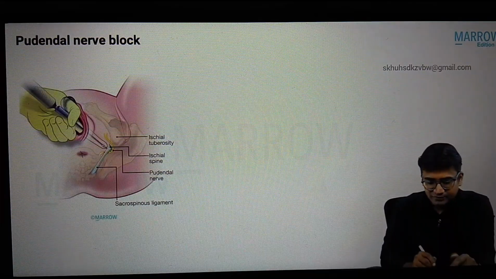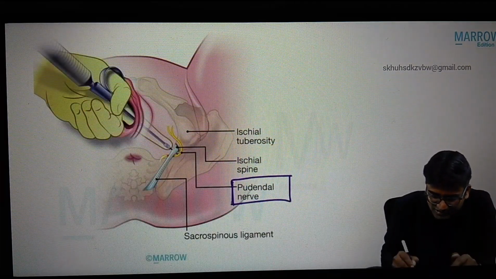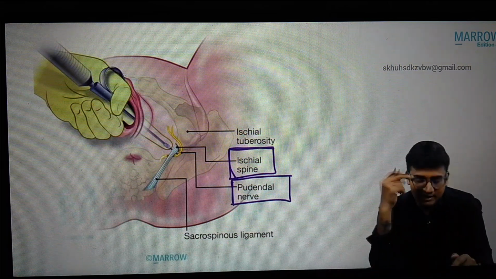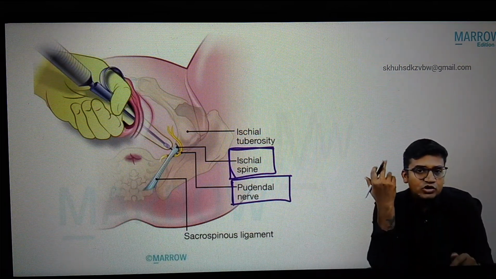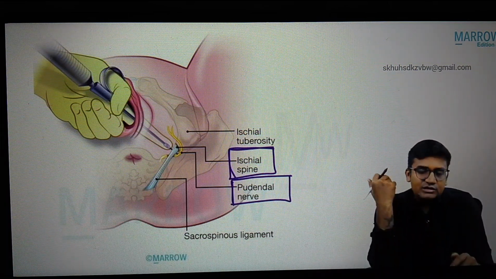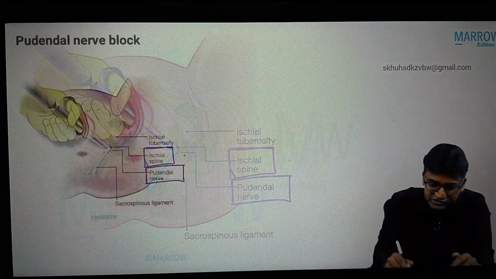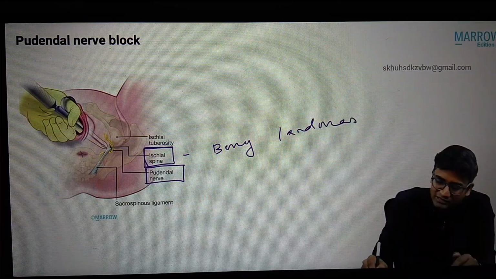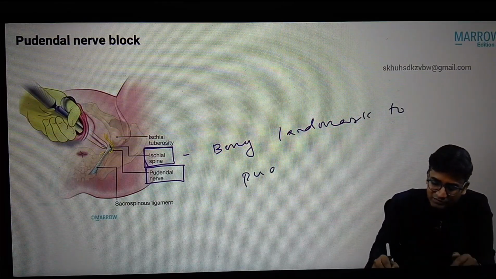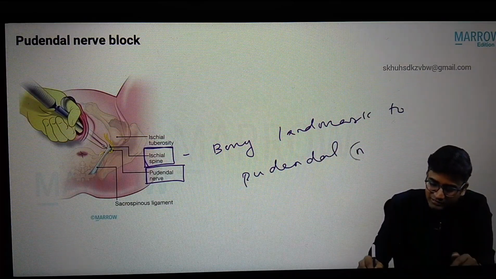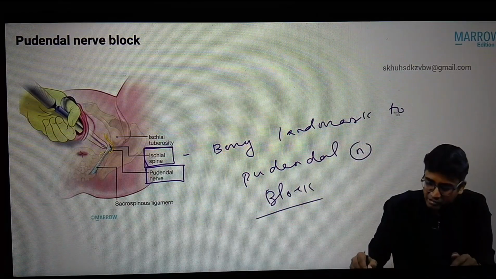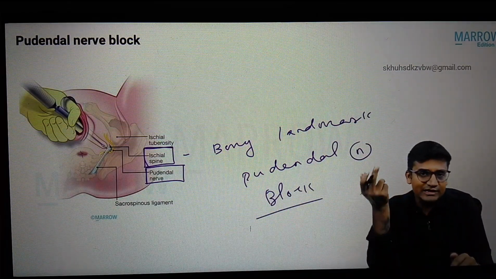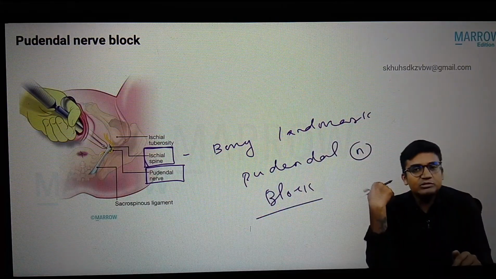Now see the pudendal nerve. Pudendal nerve is resting on the ischial spine, one bony landmark. So if you want to give the pudendal nerve block, what is the bony landmark we are using? Ischial spine. So ischial spine is the bony landmark to give the pudendal nerve block, because pudendal nerve is resting on the ischial spine. I told you already in the perineum topic, when we discussed the pudendal nerve.